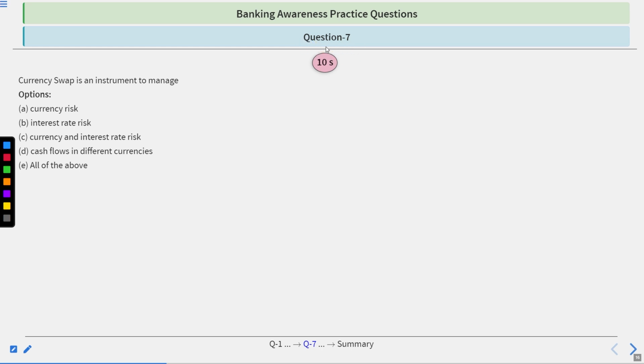Question number 7. Currency swap is an instrument to manage currency risk, interest rate risk, currency and interest rate risk, cash flows in different currencies, all of the above. To answer this, you will have 10 seconds. Time starts now.